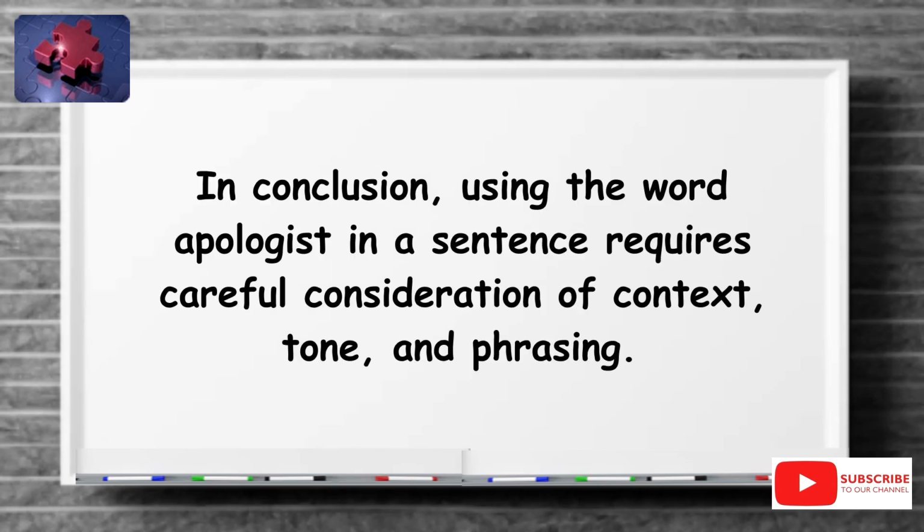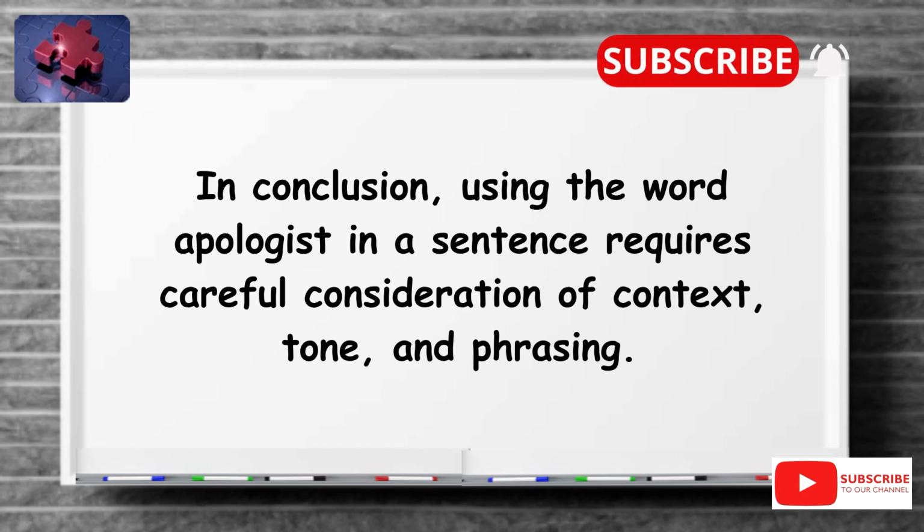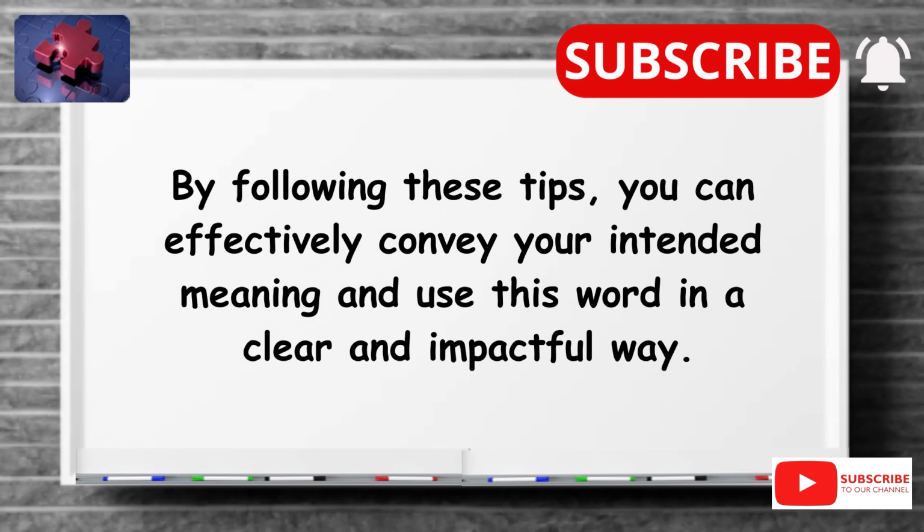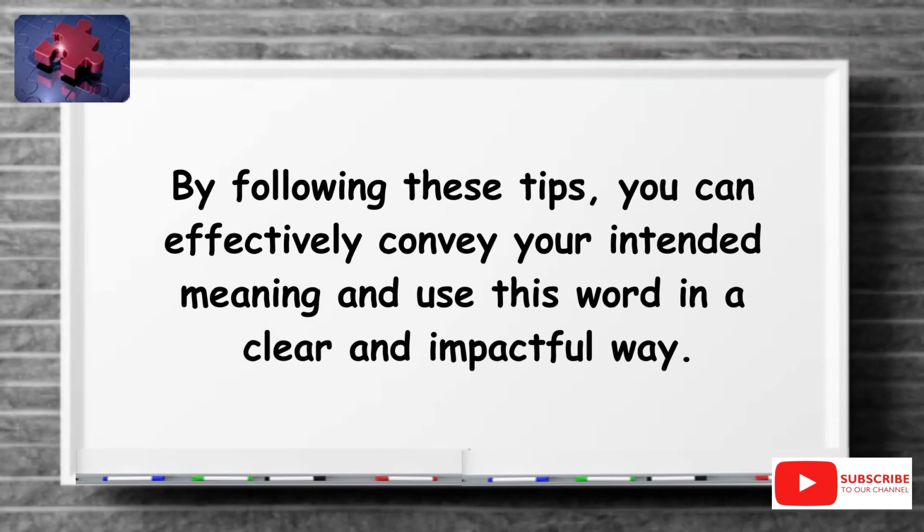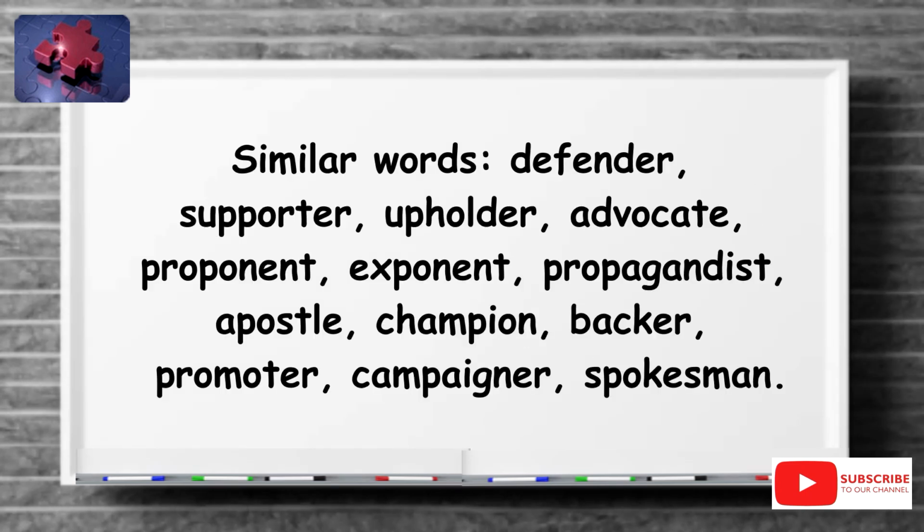In conclusion, using the word apologist in a sentence requires careful consideration of context, tone, and phrasing. By following these tips, you can effectively convey your intended meaning and use this word in a clear and impactful way. Similar words include defender, supporter, upholder, advocate, proponent, exponent, propagandist, apostle, champion, backer, promoter, campaigner, spokesman.